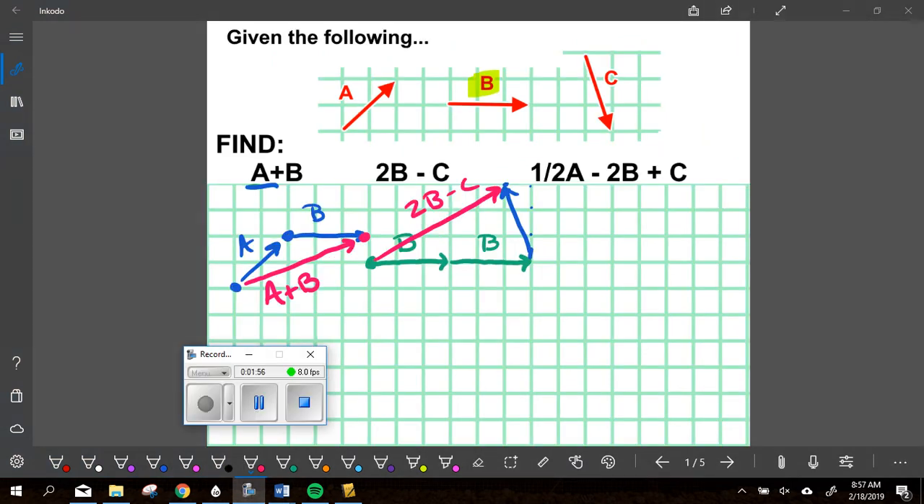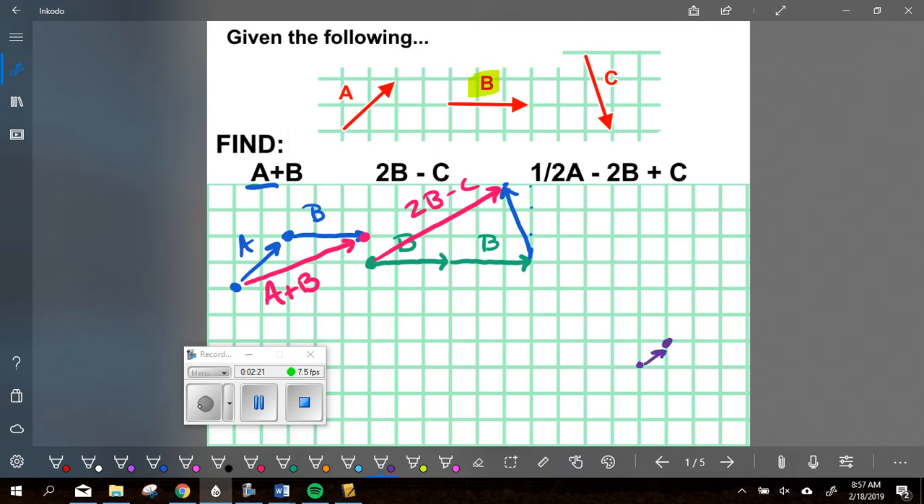This thing: 1/2 a minus 2b plus c. If I wanted to graph that, Mackenzie, what do you think I'm going to start off by doing? I'm going to pick a point. I'm going to do what from that point? Yep. And so instead of going up 2, right 2, we're just doing half of that. And so she's going to go up 1, right 1.